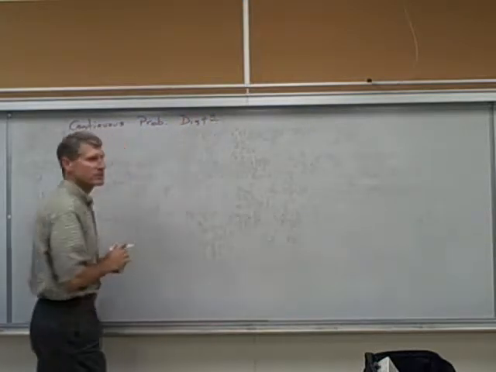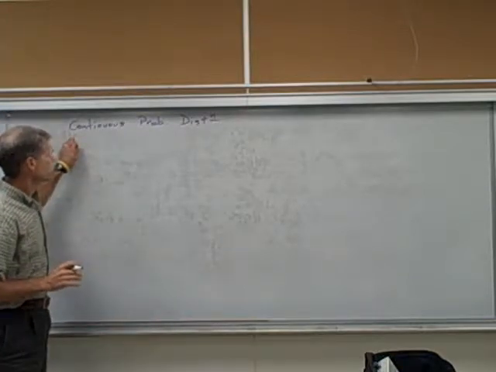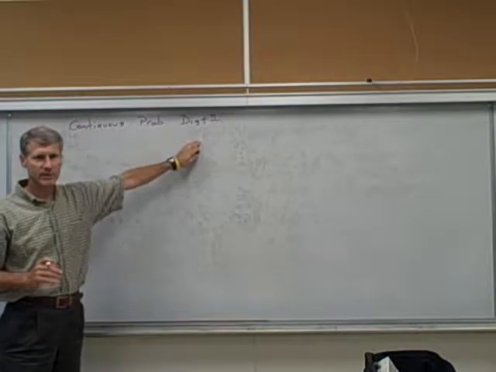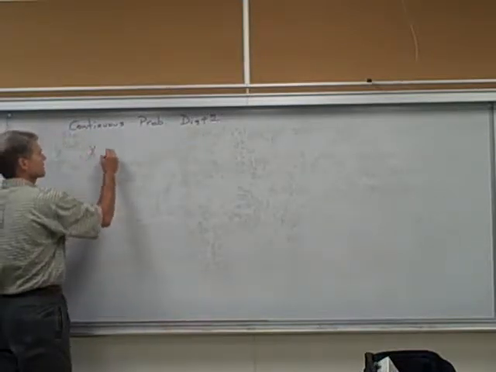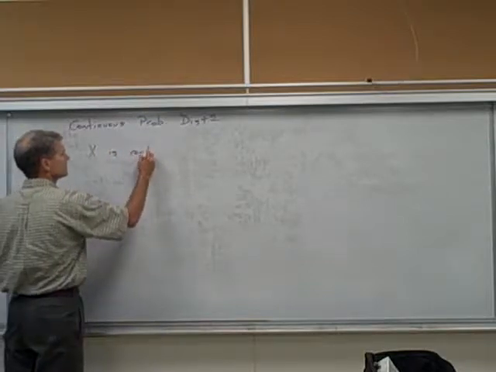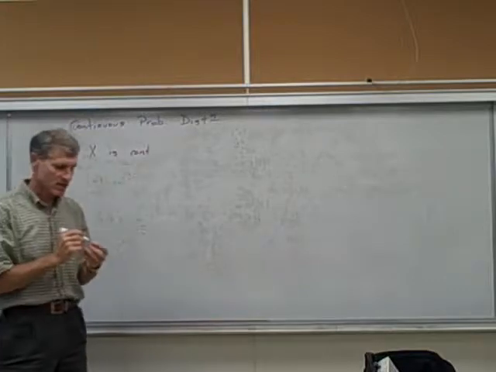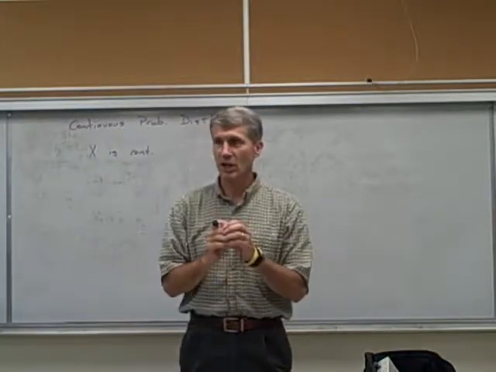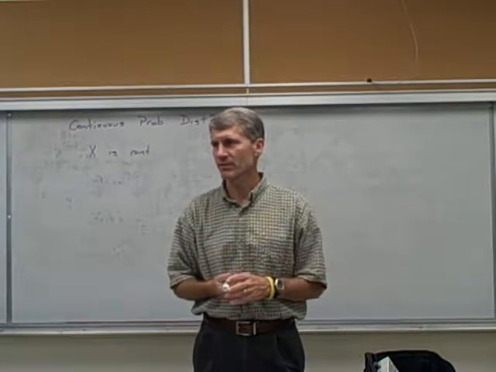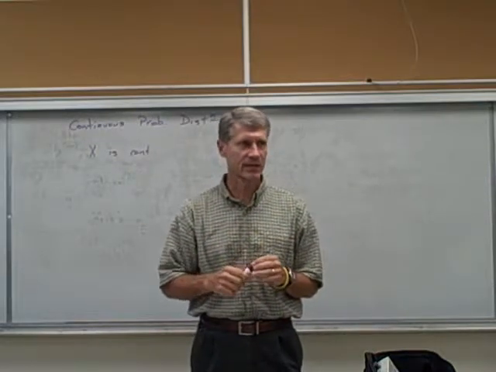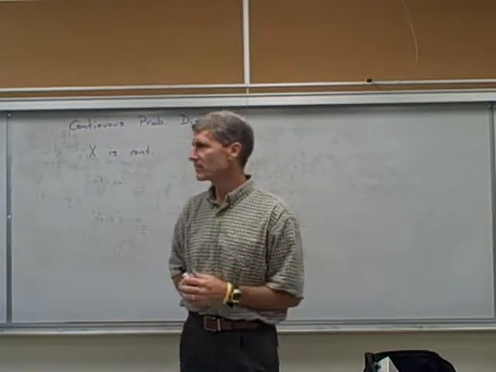Continuous probability distributions are similar to what we did with discrete, but the random variable x is continuous. So x is a random variable, but it can take on either a large number of possible values or theoretically an infinite number of possible values. Now, the way we measure things, it can never actually be infinite, but you can think of it that way.